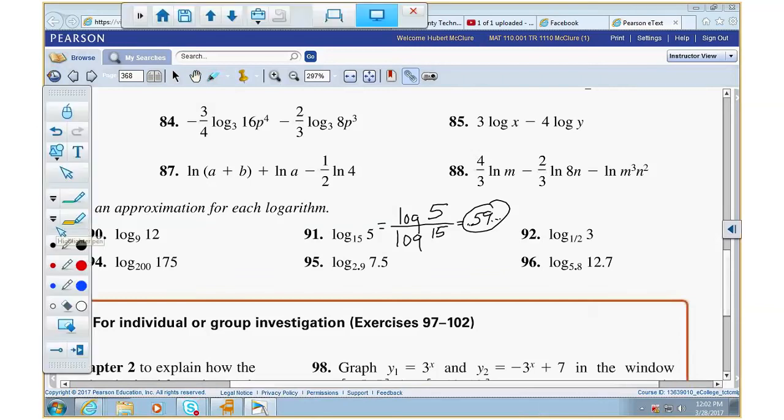Now, I didn't see, well, power rules. Try number, just for giggles, let's try number 88. And while y'all are working on 88, I'm going to get the roll.